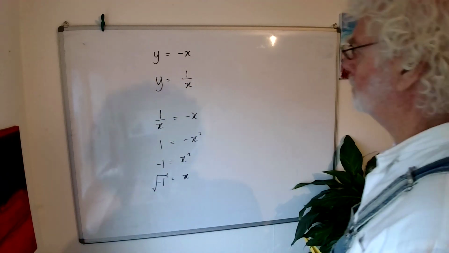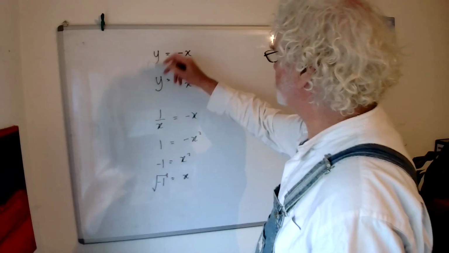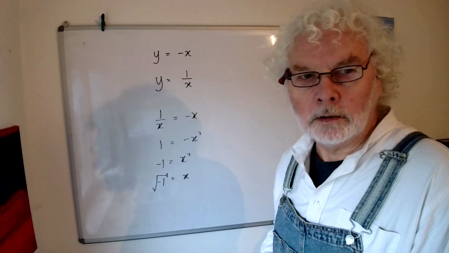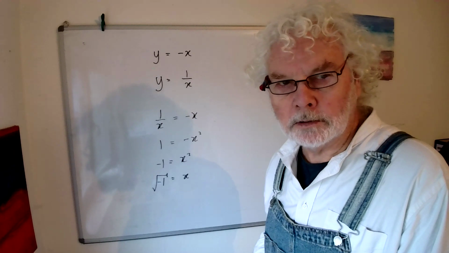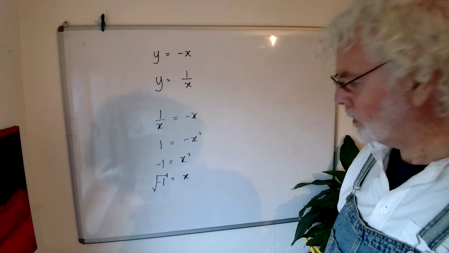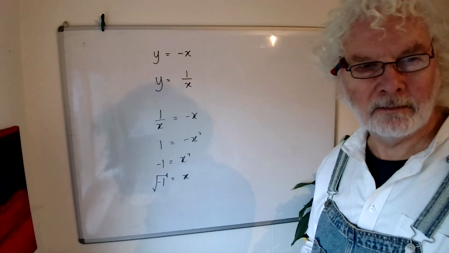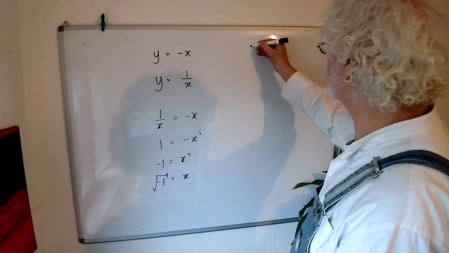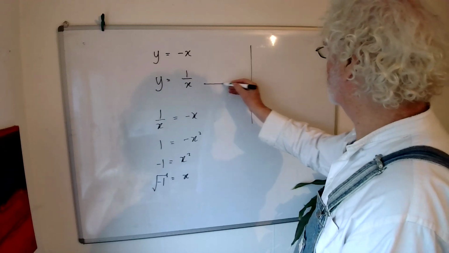Now, if we plot these two, you'll see we've got this square root of a negative number. Where is that? Right, so I'm going to plot them. I'm going to draw them. I'm not going to plot them properly. I'm going to draw them.